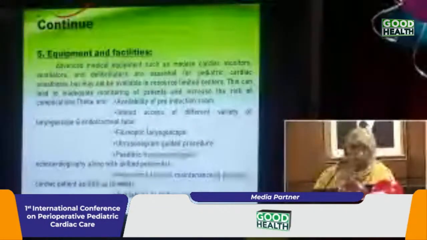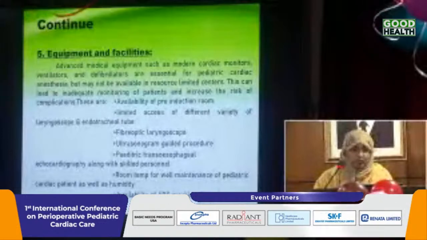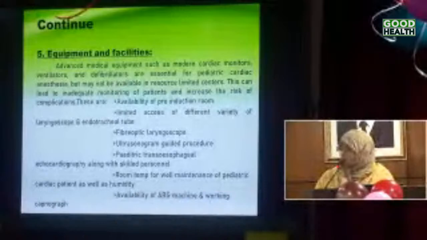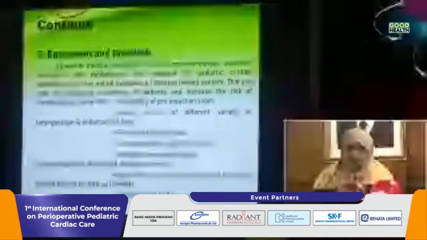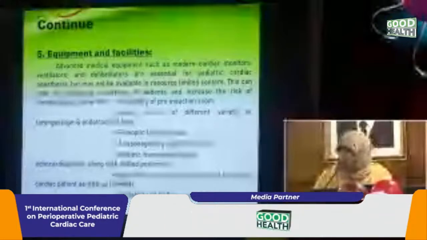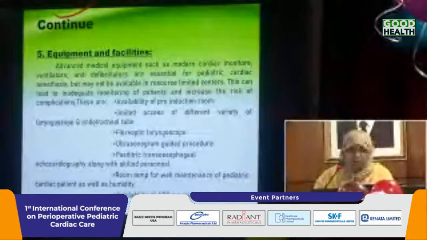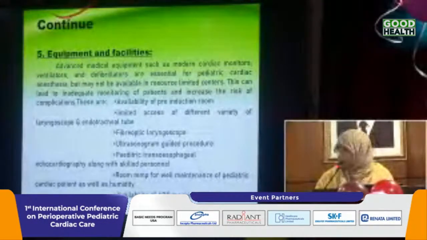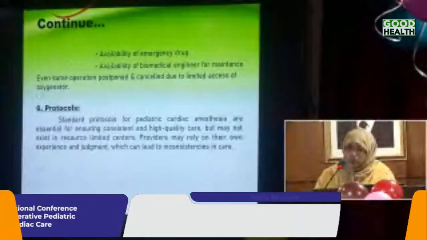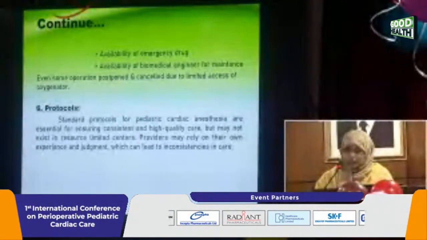These are the availability of a pre-induction room, limited access to different varieties of laryngoscope, ETT tubes, fiber optic laryngoscope, ultrasound-guided procedures, pediatric transesophageal echocardiography, along with skilled personnel, cardiopulmonary bypass machine, then ECMO, room temperature for well maintenance of pediatric cardiac patients as well as humidity, availability of ABG machine and working capnograph, availability of emergency drugs, availability of biomedical engineer for maintenance. Even some operations were postponed and cancelled last year due to limited access to oxygenator.